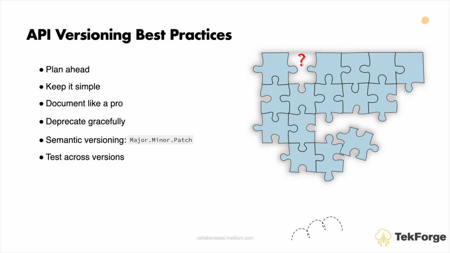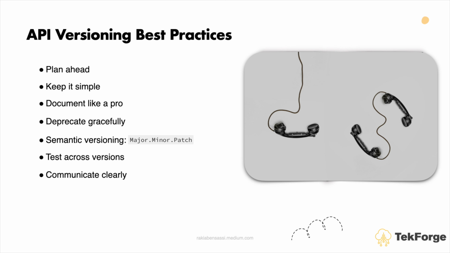Test across versions. Ensure new versions play nicely with old setups to avoid breakage. This helps in identifying and fixing issues early. Communicate clearly. Keep users in the loop about new versions and what they mean for them. Effective communication builds trust and ensures that users are prepared for changes.